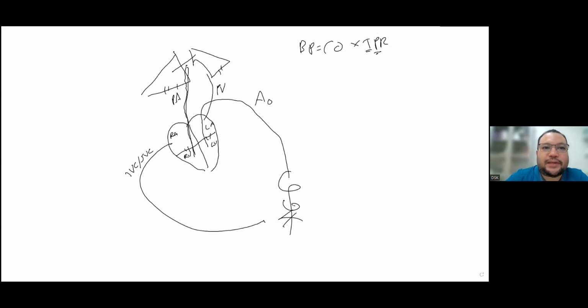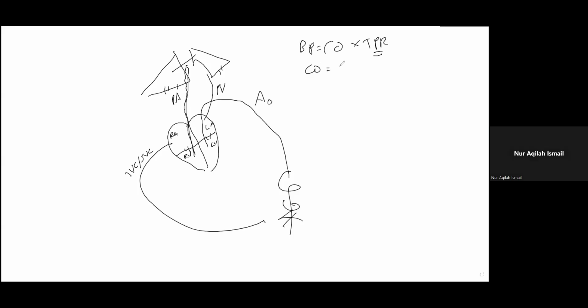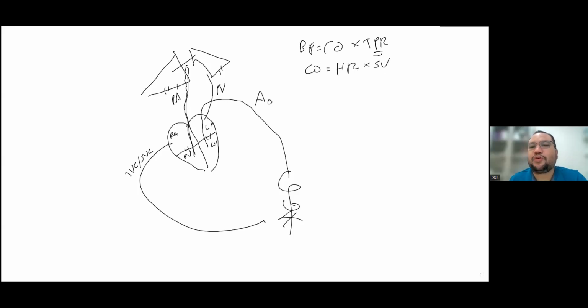Total peripheral resistance. And cardiac output equals heart rate times stroke volume. So these are the parameters that affect your blood pressure and so on and so forth.